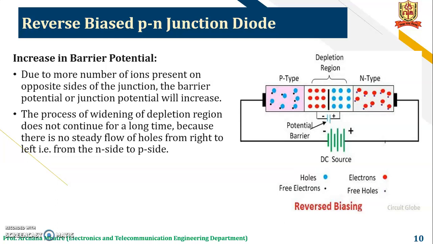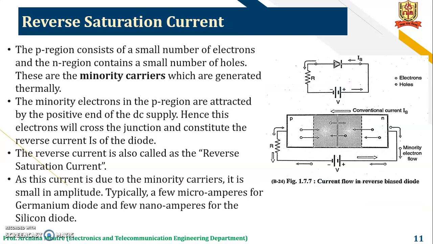The process of widening of the depletion region does not continue for a long time because there is no steady flow of holes from right to left, that is, from the N side to the P side.